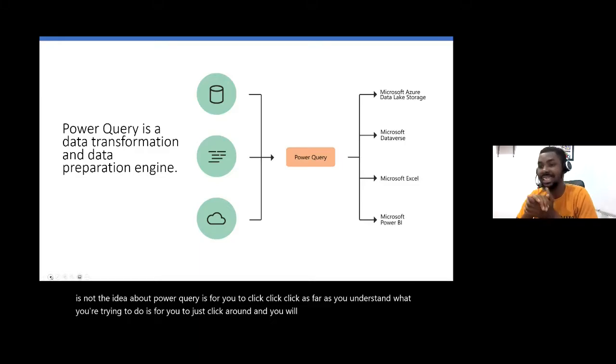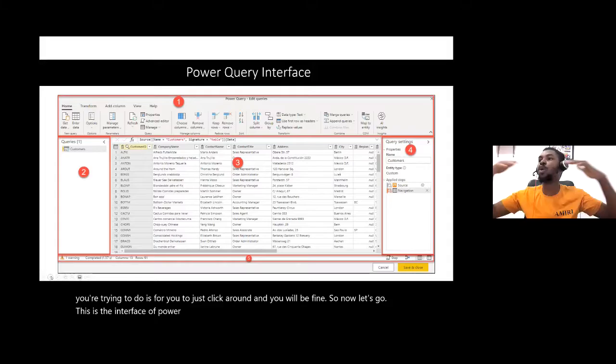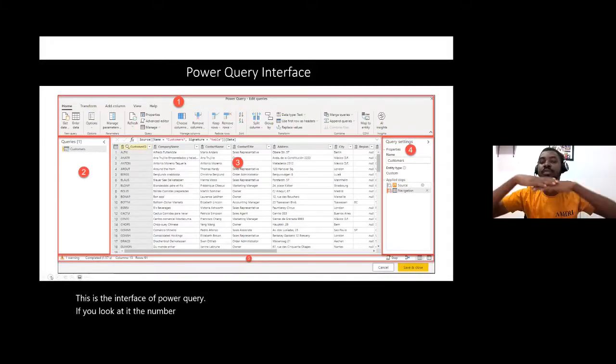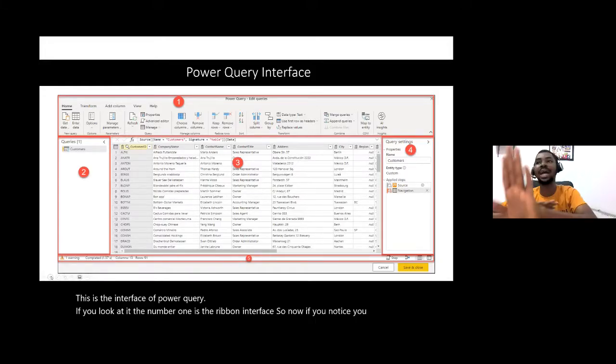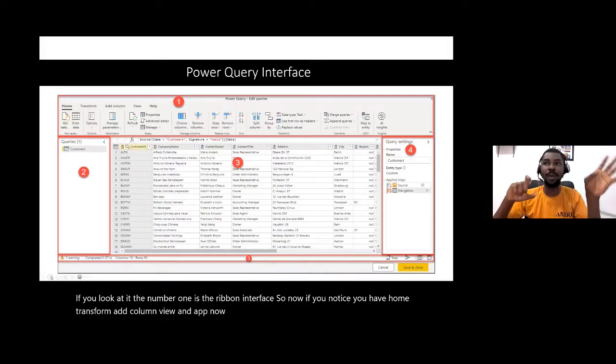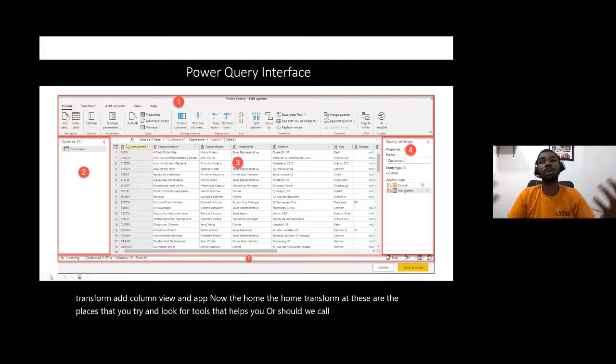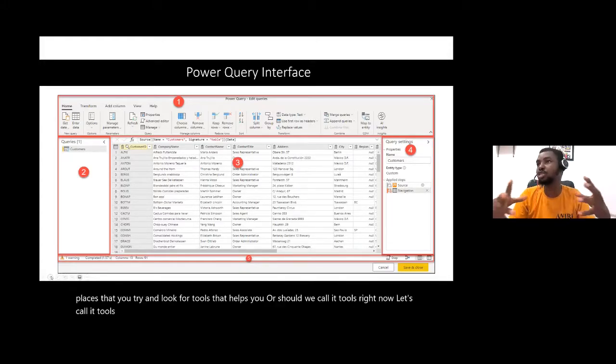Now, this is the interface of Power Query. Number one is the ribbon interface. If you notice, you have Home, Transform, Add Column, View, and Help. Home, Transform, and Add Column are the places where you look for tools, or icons, or functions, that help you clean the data sets that you have.